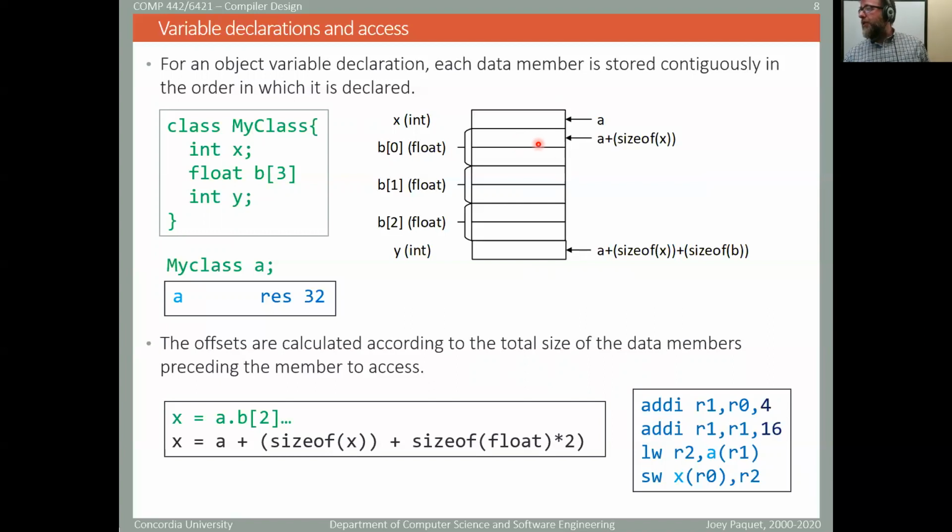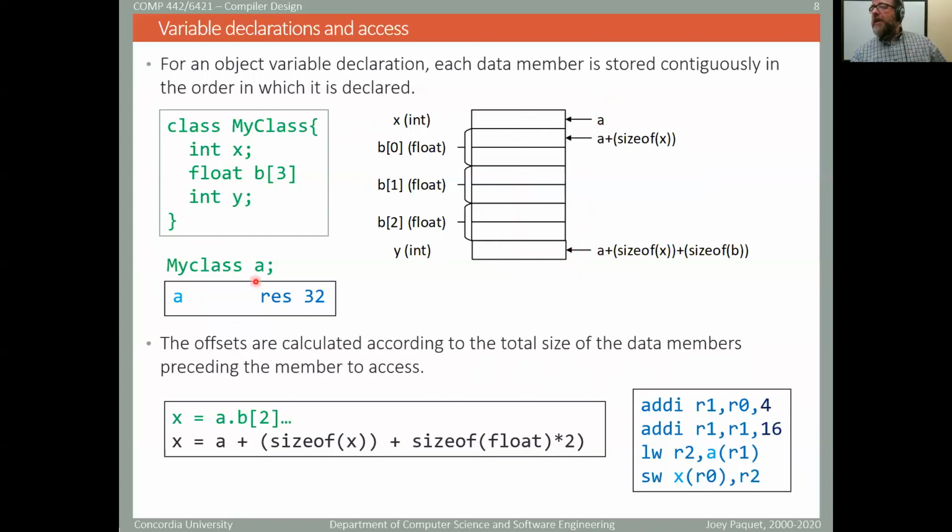If I want to refer to y, then I need to have the offset. So that's basically a plus the size of the first one plus the size of this entire thing, which then gives me the offset of my y member of my object.